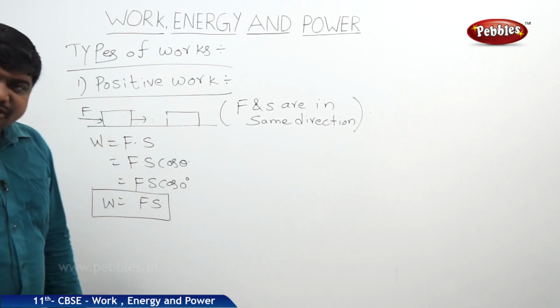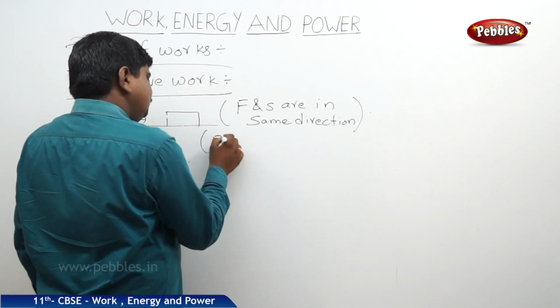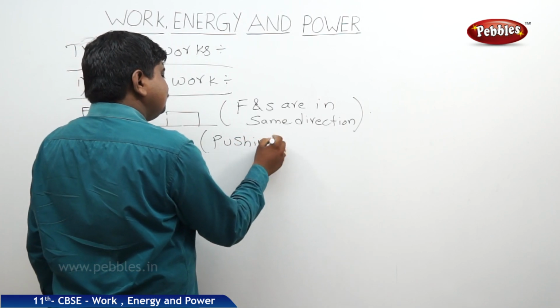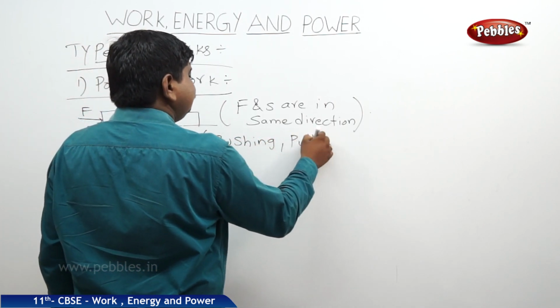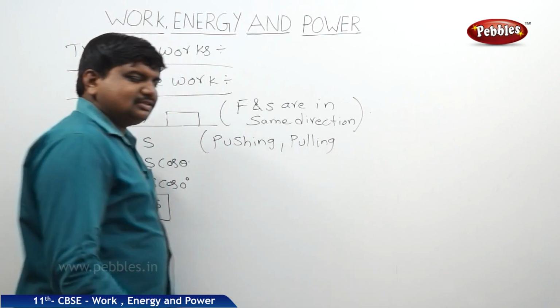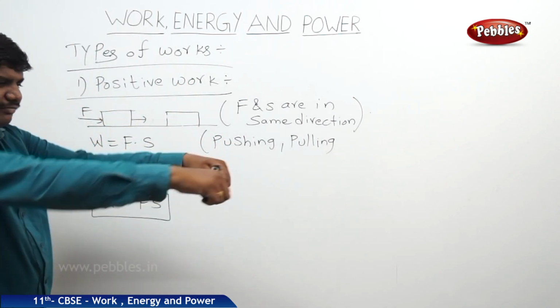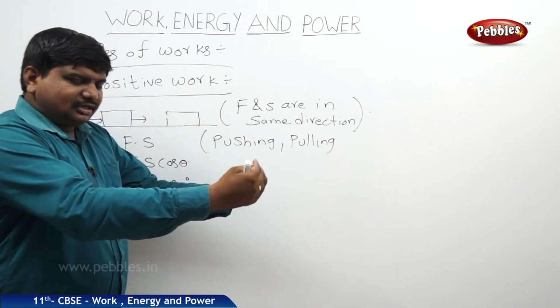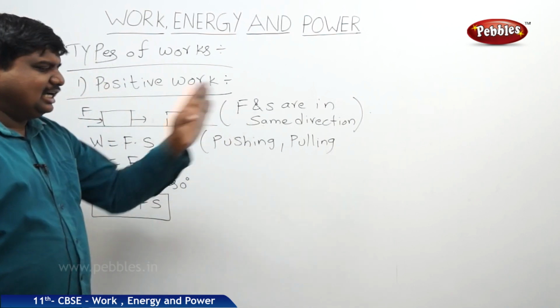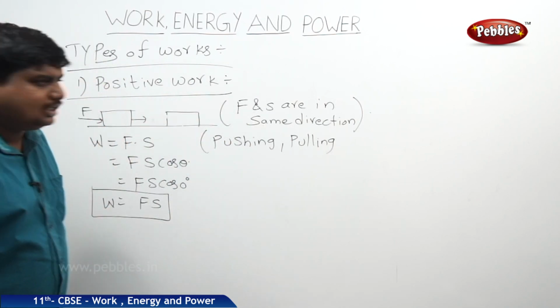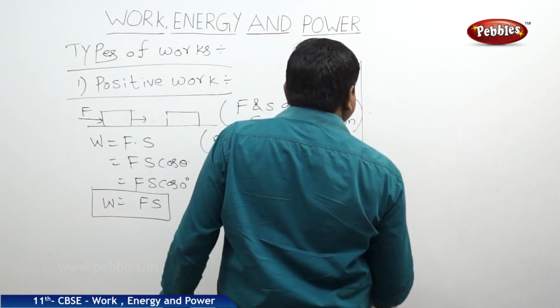The cases of pushing and pulling are all examples of positive work. Pulling is also towards the object, meaning the direction of the force is towards the object, and the object also moves towards it. So pushing and pulling are examples of positive work. The next example is negative work.